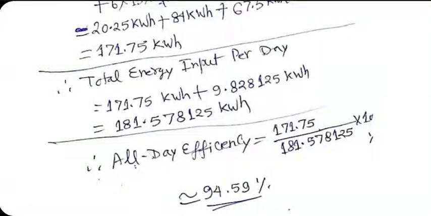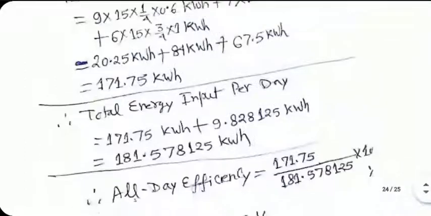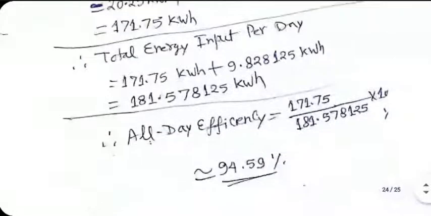Now take the ratio of total energy output and total energy input and multiply by 100. Total energy input is 181.578 something. Total energy output is 171.75 kilowatt hour. The ratio of the two multiplied by 100 gives you 94.59%.